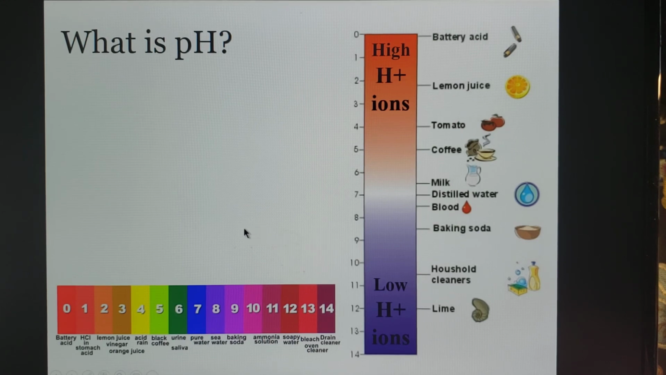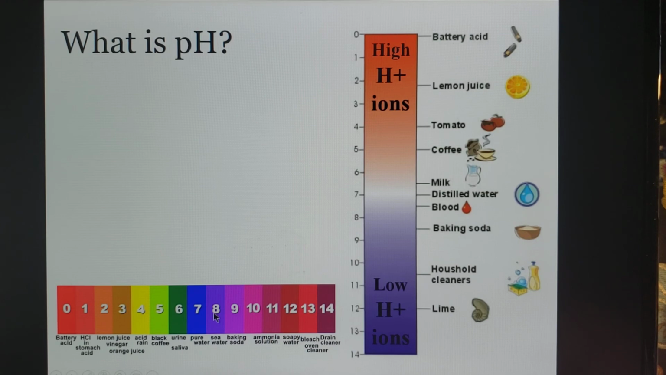All right, and we've also learned about pH, or acidity. pH stands for potential hydrogen in chemistry, and things are basic, which is high pHs, and acidic, which is low pHs. Battery acid and hydrochloric acid are 0 and 1. Lemon juice is 2 and 3. Orange juice is about 4. Acid rain, 5. Black coffee, not good for you, 6. Urine is 6. Pure water is 7, right in the middle of that scale.